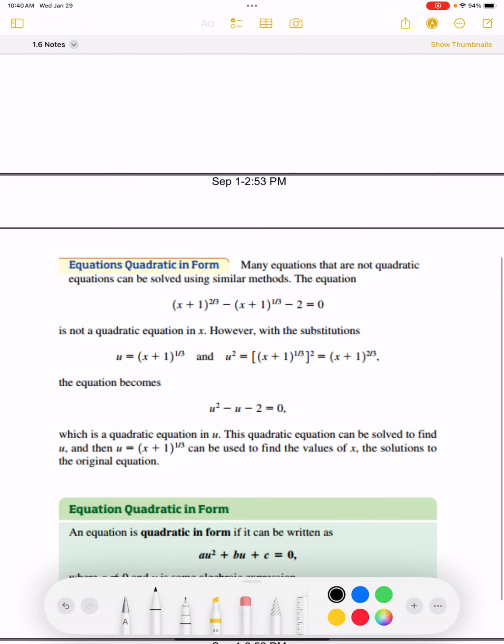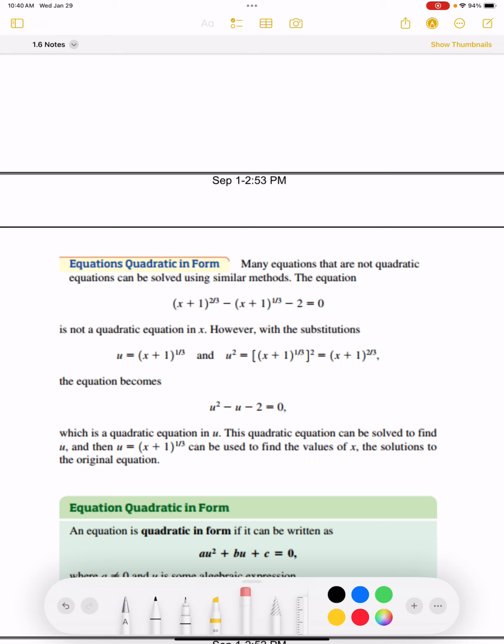So I'll show you. Instead of writing x, you don't want to put another x to confuse you. Instead of saying this is x to the first, that would be confusing because there's already an x. Here we'll say this is u. So then u will be (x + 1)^(1/3). If I have (x + 1)^(2/3), then that would be u squared. So I got u squared minus u minus 2 equals 0.